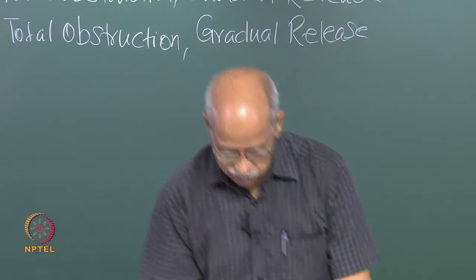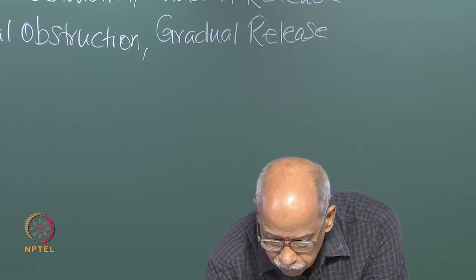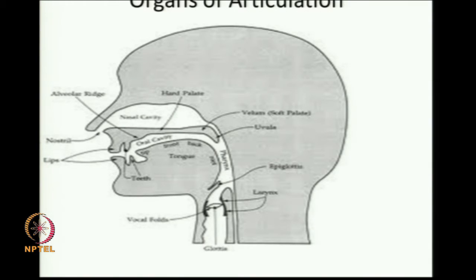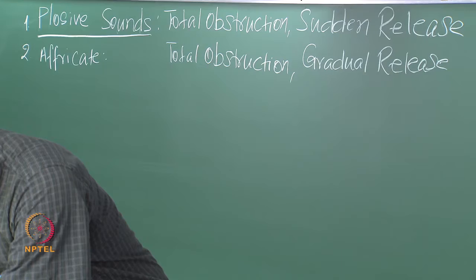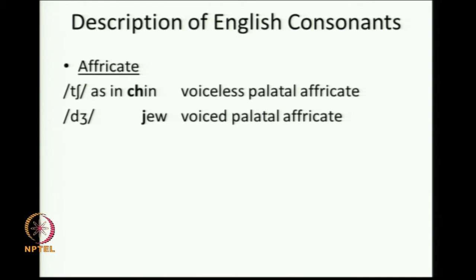Hard palate, middle of the tongue here. In English, the middle of the tongue rises and touches the hard palate, and then you slowly release it saying ch. Say it, everybody, please. And if it is voiced, then you say j. That's all the difference. So, how shall we describe it? Please write. This is the symbol.